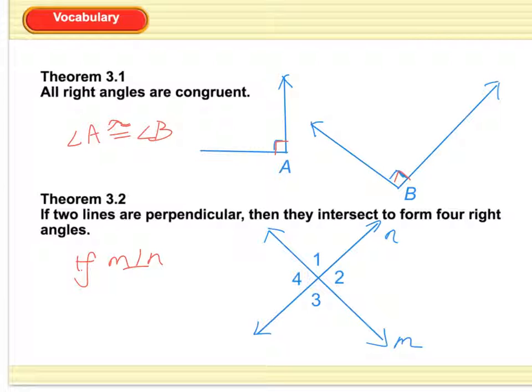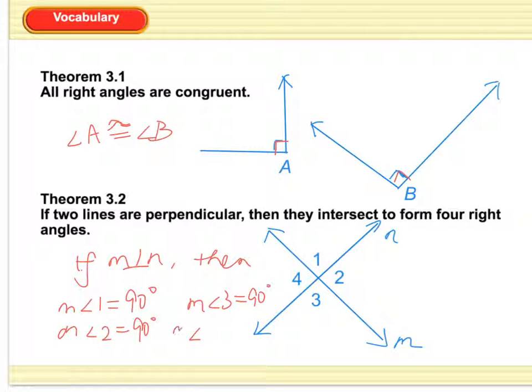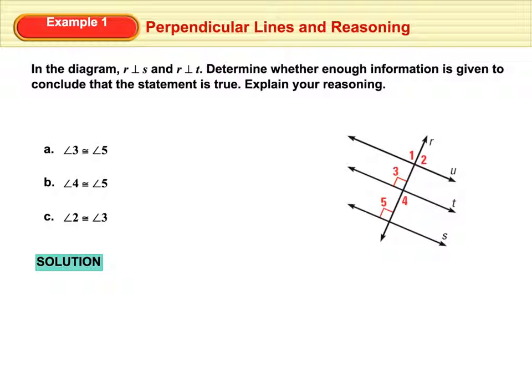perpendicular to N, then they intersect to form four right angles. So meaning angle 1 is 90 degrees, angle 2 is 90 degrees, angle 3 is also 90 degrees, and angle 4 is also 90 degrees. They are all right angles when the two lines are perpendicular. So let's see how we can use this.